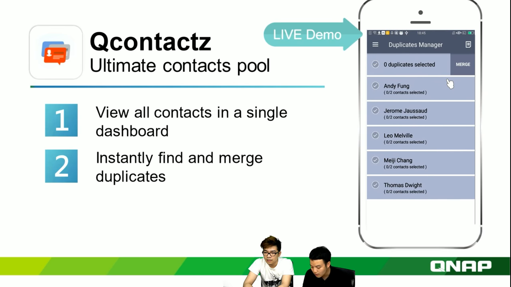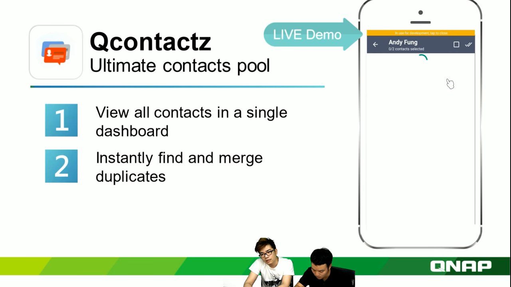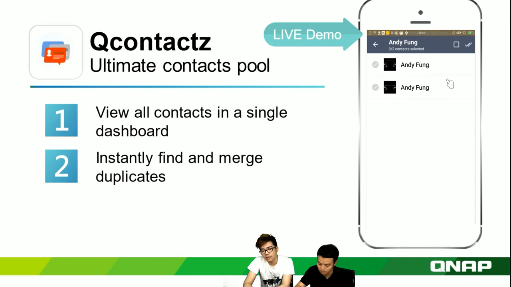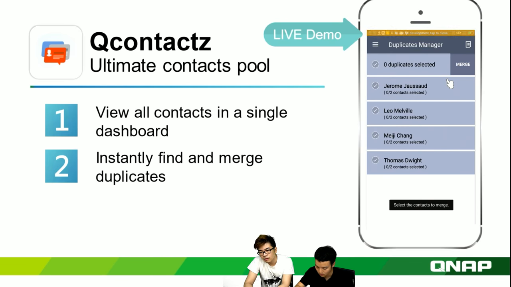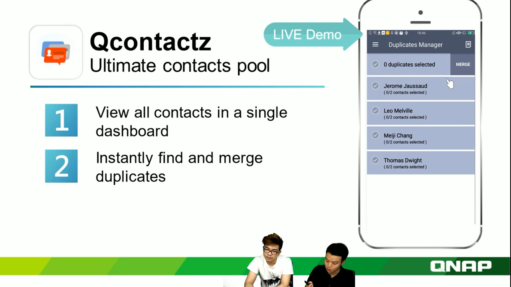Let's just pick out the first one, which can be something that's duplicating. In case you are not so sure, you can still look at the details. And if you are 100% sure this is what you want to merge, check it and click merge. Two will become one. This is a way to sort out and make sure you have a clean and disciplined contacts list. And this is what QContacts does. A tiny little app you can bring with you, so you can always have the latest clean contact list.